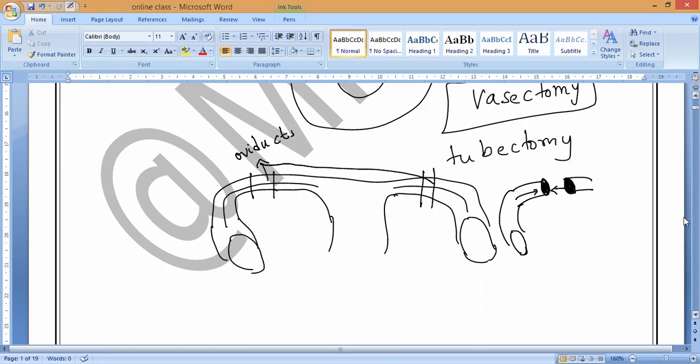The surgical procedure carried out in females is called tubectomy. So in this tubectomy, what will they do? They will cut a small portion of the oviduct and tie the ends properly. That's all. Clear, everybody? Yes, sir.